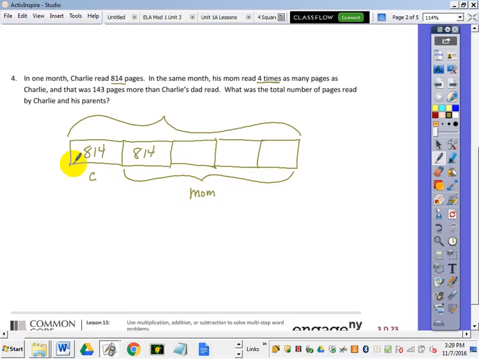And this is Charlie right here. Charlie's mom read 4 times as much, so we ended up with 5. So we've got 114 times 5, right? This is going to be times 5, because there's 5 of them equally.